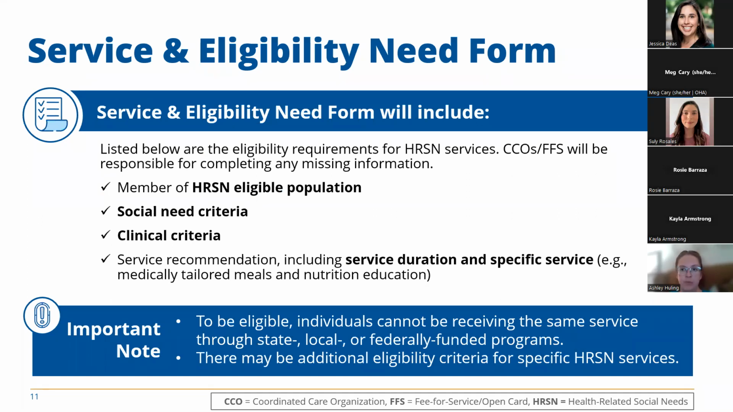So we need to make sure that people are a member of an eligible population for those health-related social needs. We need to make sure that they meet the social need, at least one piece of social need, which is things like, do they need climate supports? Do they need housing supports? Are they the supports that we are able to offer? And there is also a clinical piece to this puzzle as well.